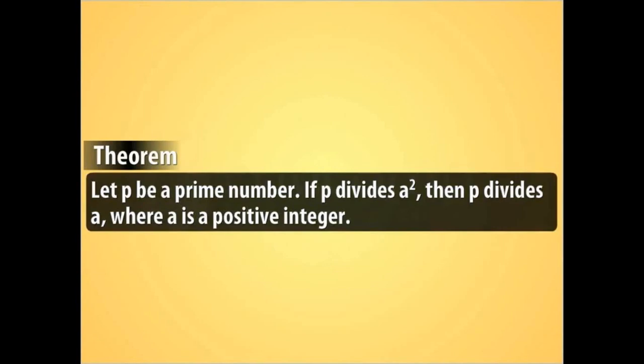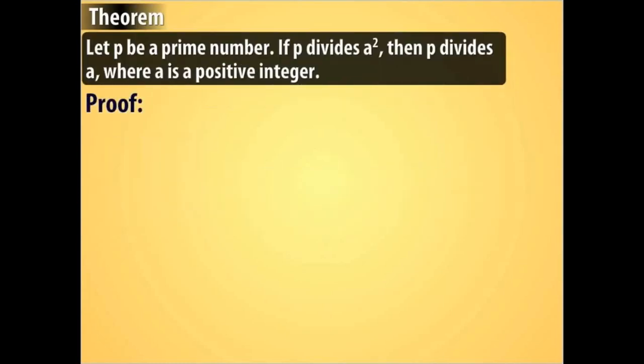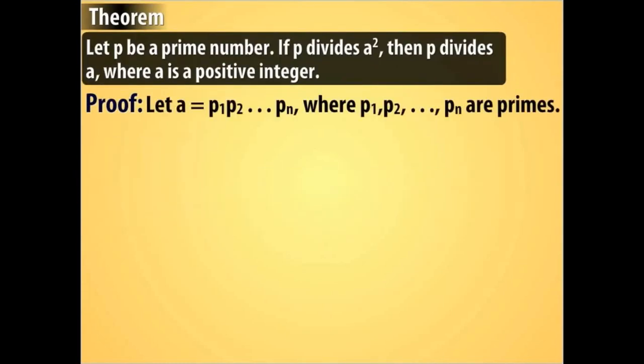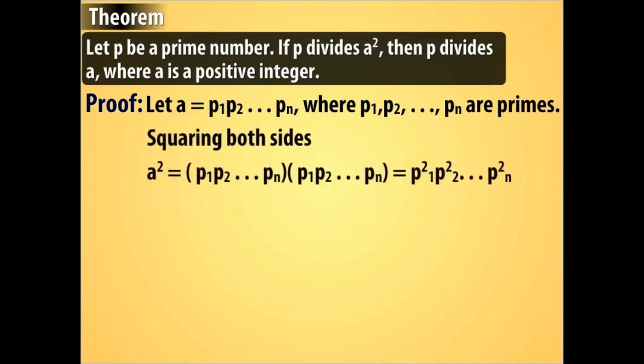We need to prove that if p is a prime number and if it divides a square, then p divides a, where a is a positive integer. Let's begin with the proof. Let us assume that the prime factorization of a equals p1 into p2 and so on till pn. On squaring both sides, we get a square equals p1 square into p2 square and so on till pn square.